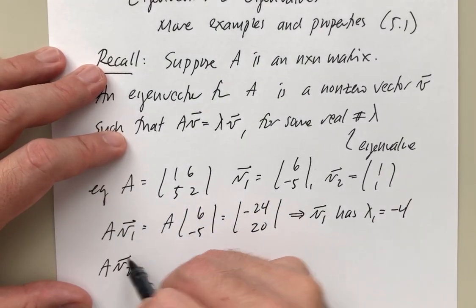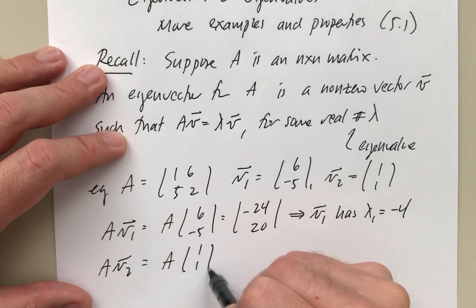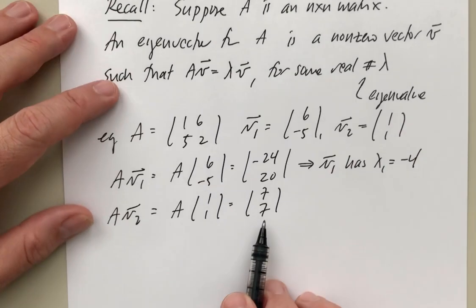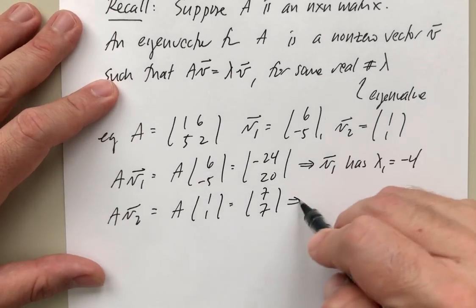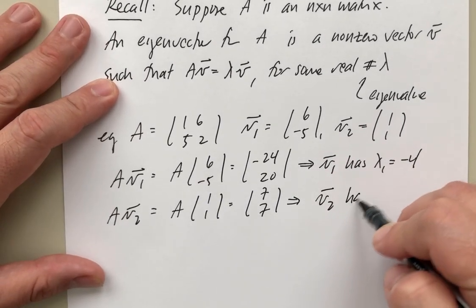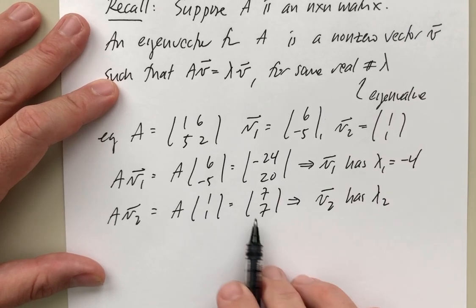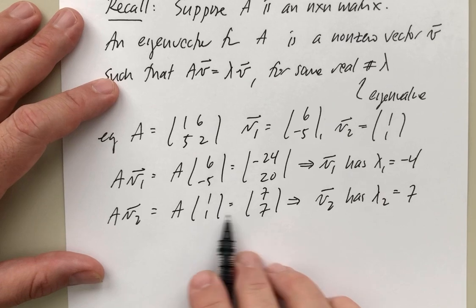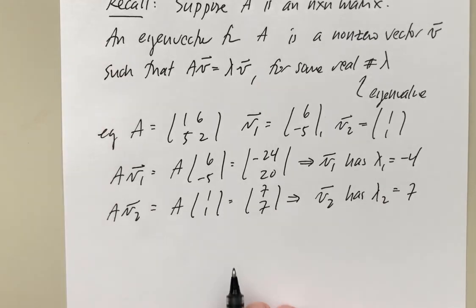If you take A times V2, well, that's A times 1, 1. You do that calculation, you get 7, 7. And again, that's a multiple of what you started with. So that means that V2 is an eigenvector. And what's its eigenvalue? Well, it's 7, because a multiple of 7 is what I got out when I multiplied.